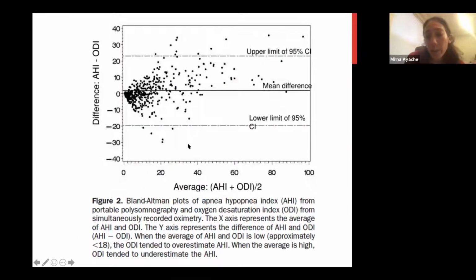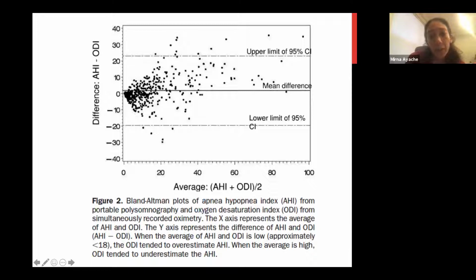And this is the Bland-Altman plot. Just a reminder, this is a plot that's commonly used when we're trying to look at the agreement between two different ways of measuring something. The typical way of doing it is that you plot the average of the two measurements, in this case AHI and ODI, versus the difference, which is the AHI minus ODI. And then you can tell how the difference changes as the average increases.